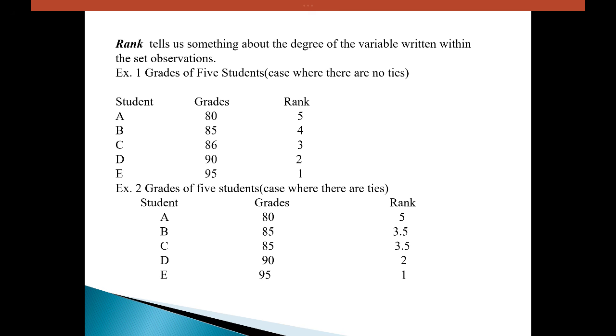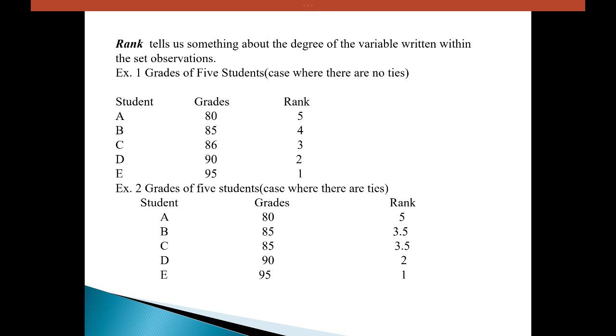What happens when there are ties? What happens to the rank when there are ties? They are counted as one. So between the ties, if it's 3 or if it's 2, you just take the average of them.